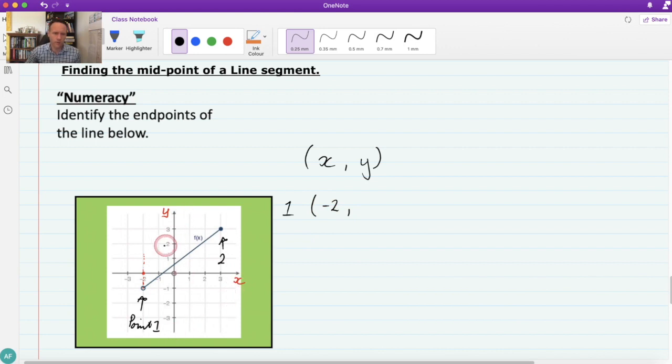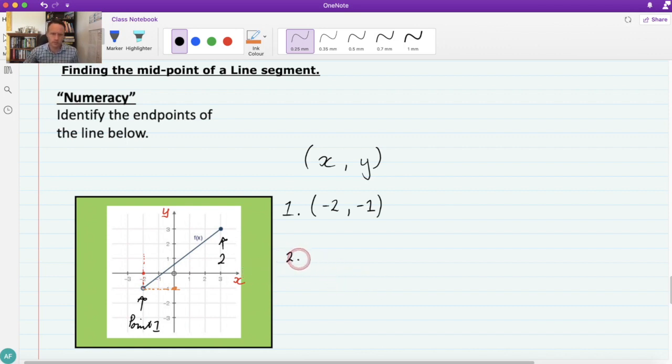And the y value, if we take that horizontally directly across, hits our y-axis at -1. Right, so the value of point 1 is (-2, -1).